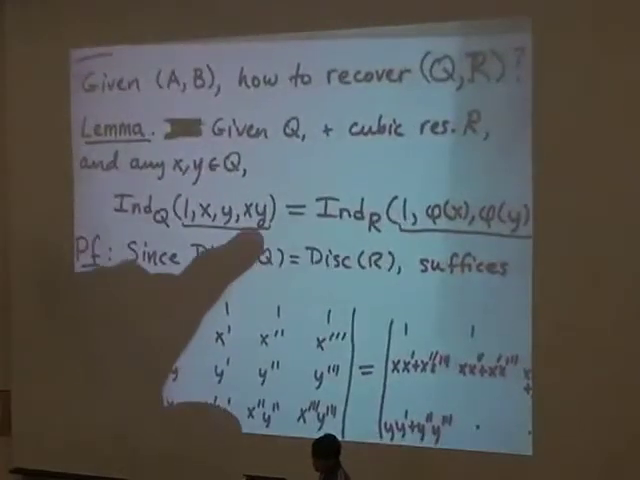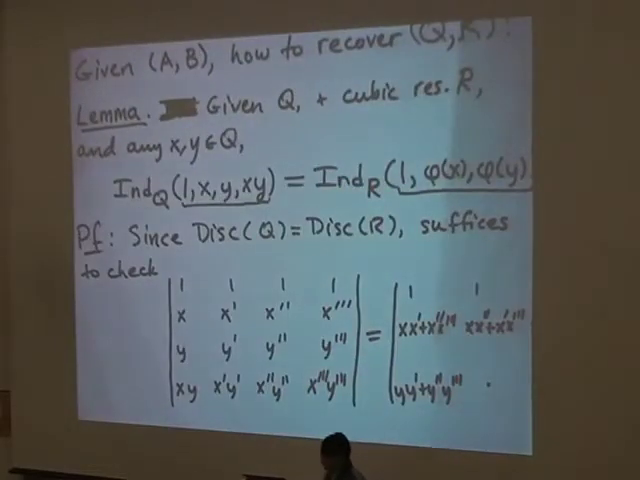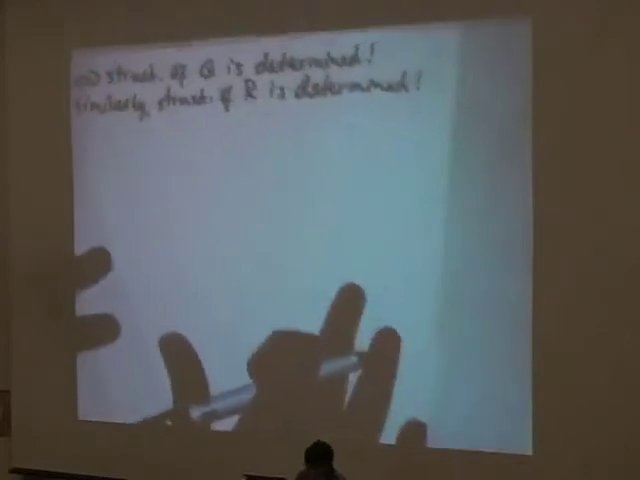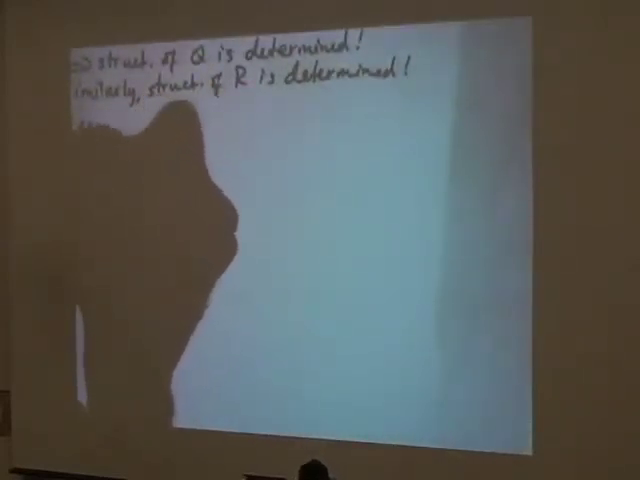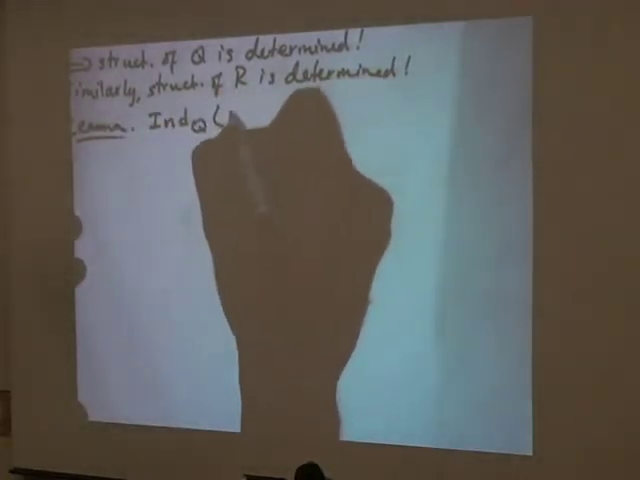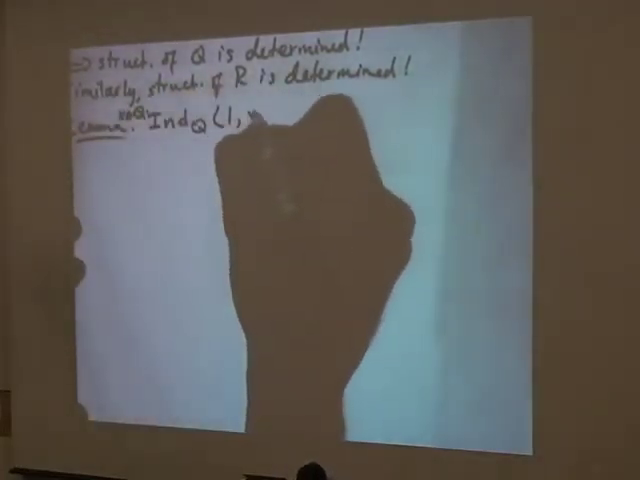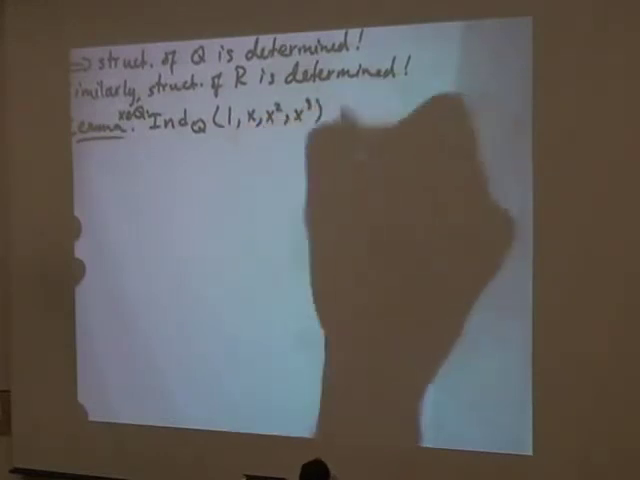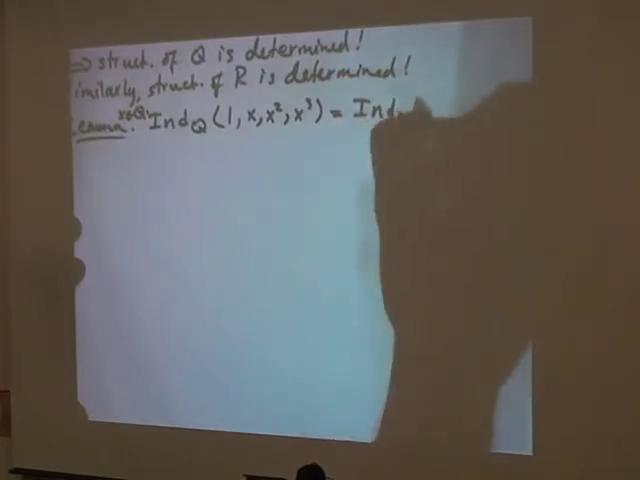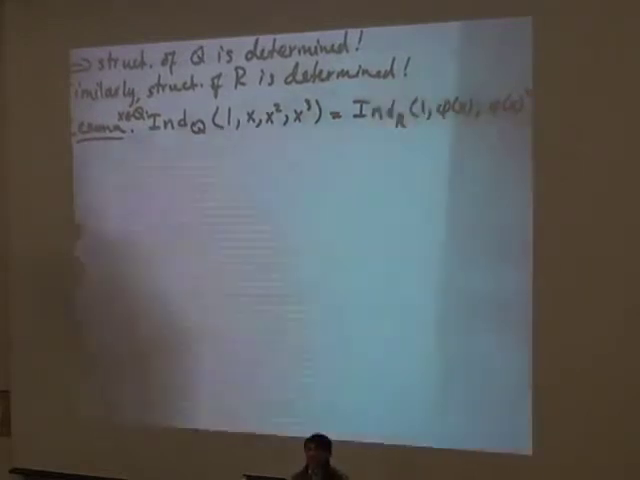So remember, we haven't determined the structure of R yet, because that identity only involved multiplication in Q, but not in R. Okay, so we need another identity that will tell us what the structure of R is, and here's the identity. It looks very similar. So here's the next lemma. Let's say x is in Q. The index in Q of 1, x, x squared, x cubed is the same as the index in R of 1, phi of x, phi of x squared. Okay, so to determine this, you need to know the multiplication in R.